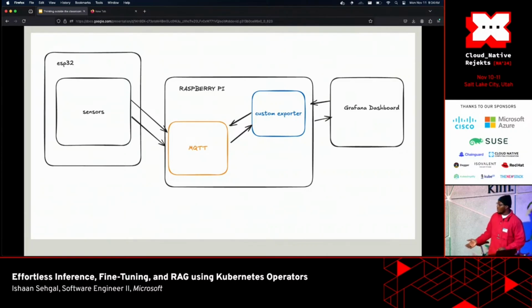What we ended up with was an architecture that was something like this. We had the ESP32 and the sensors hooked up, publishing all the values it collected to MQTT. And I hacked together a horrendous Prometheus exporter to get these metrics into a format that Grafana can visualize.